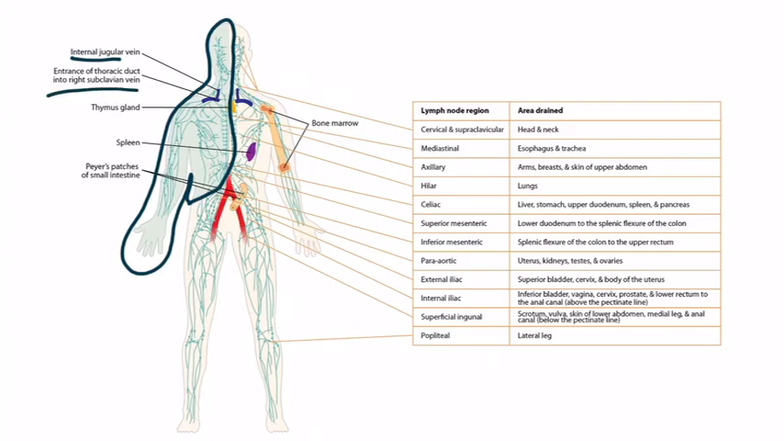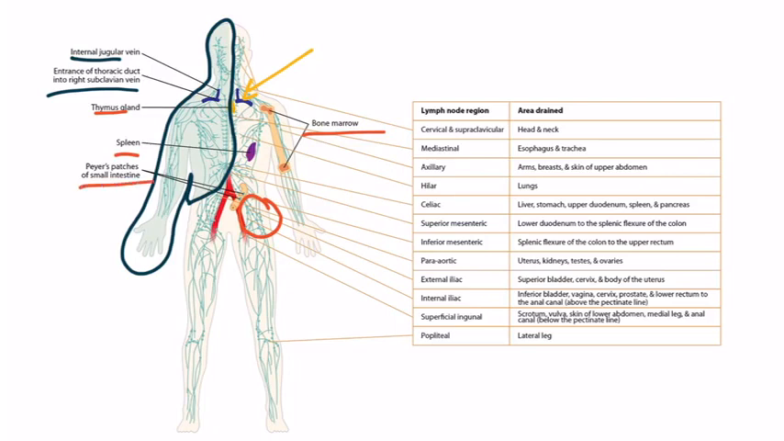The left side is not highlighted, and you can see that this part of the lymphatic system drains into the junction between the left subclavian and internal jugular veins right here. From the image, we can also see other important structures of the lymphatic system, such as the bone marrow, thymus, and various lymph nodes. For example, here is a cluster of lymph nodes, the spleen, and Peyer's patches.